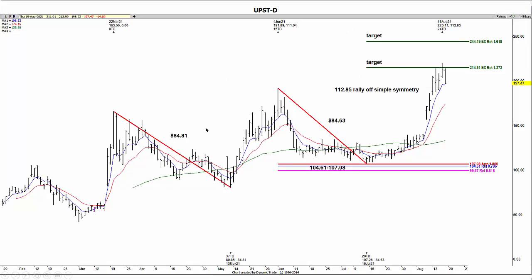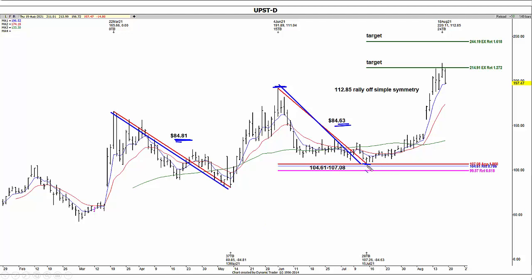Okay, I have another example that includes symmetry. And again, symmetry is similarity or equality when comparing swings in the same direction. This was in UPST. Here we had a prior high to low swing that was $84.81. I projected 100% of that from that next high. They definitely looked similar. It wasn't perfect equality, but very similar, 84.81 versus this decline of 84.63. So by itself, you could have just used that symmetry projection for a trade setup.